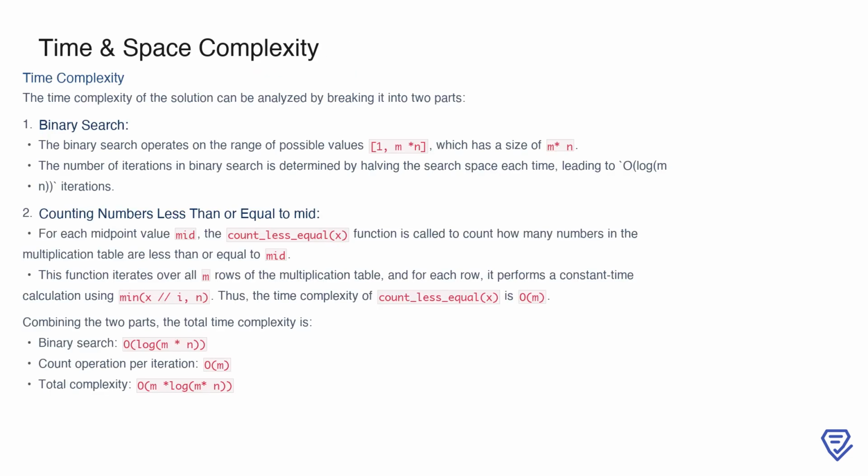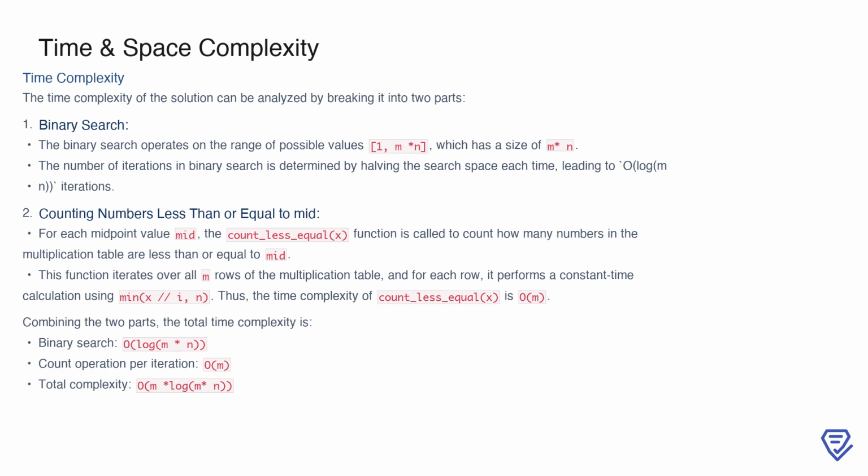To analyze the time complexity of our solution, we break it down into 2 main components: the binary search and the counting function. First, consider the binary search. It operates over a range of possible values, starting from 1 and going up to m times n, where m and n are the dimensions of the multiplication table. With each iteration, the search space is halved, which means the number of iterations is proportional to the logarithm of the range size, resulting in a complexity of O(log(m*n)).